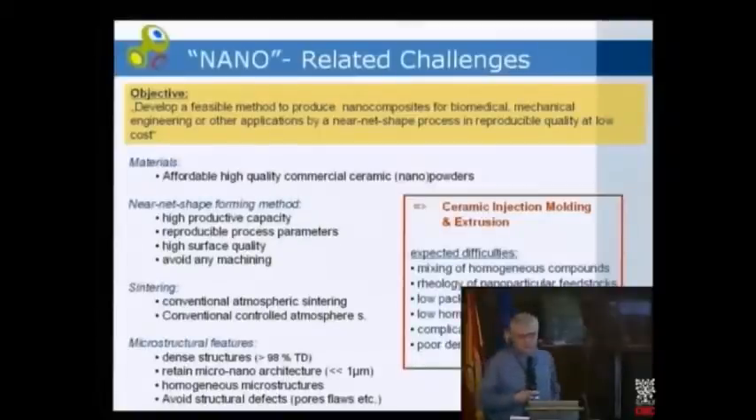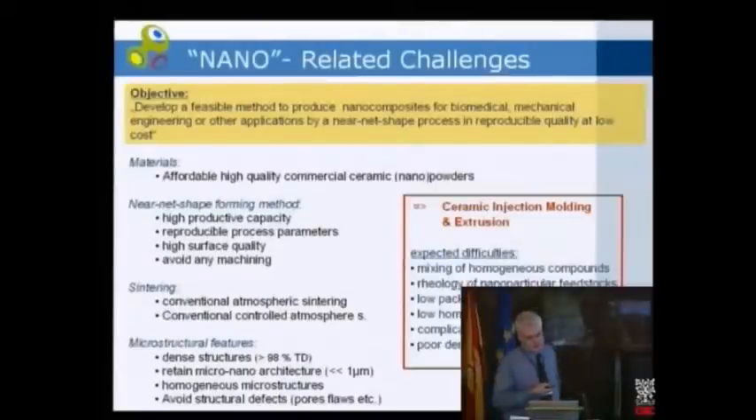The materials have become available nowadays. We have affordable, high-quality commercial ceramic powders available. The near net shape forming method should have a high productive capacity and reproducible process parameters. Quality is always an issue. We want high surface quality, so we want to avoid any machining. If possible, we want to sinter by conventional atmospheric or controlled atmosphere sintering, so nothing pressure-assisted. Only if these don't work may we post-treat the components, for example. The microstructural features should be a dense microstructure.